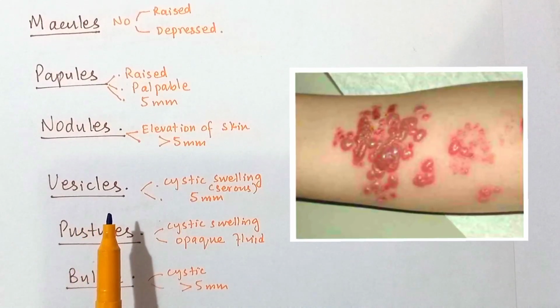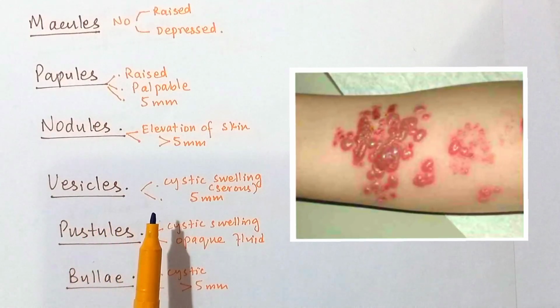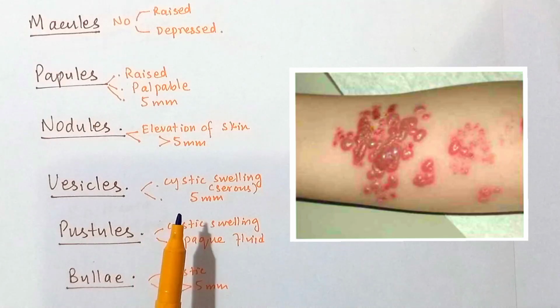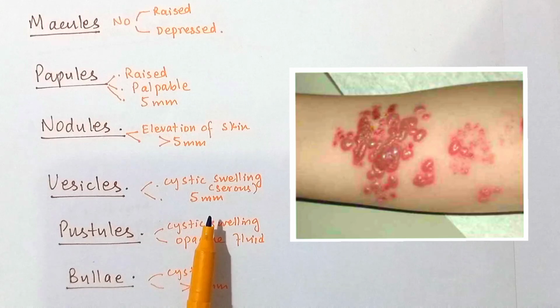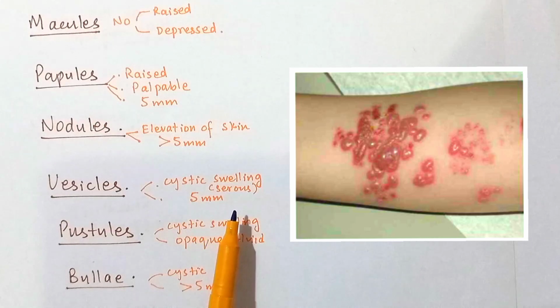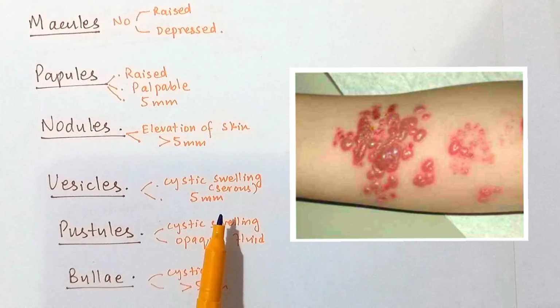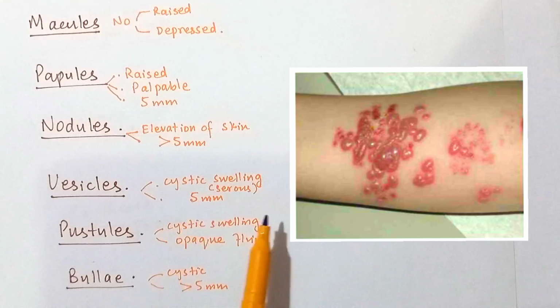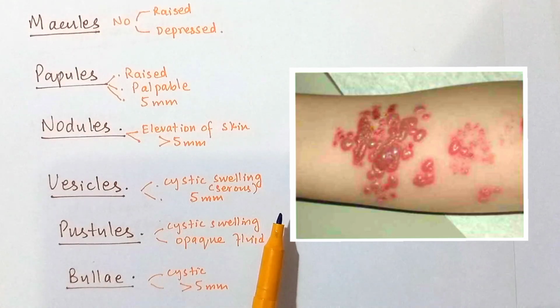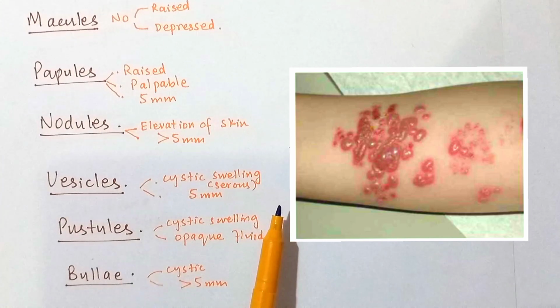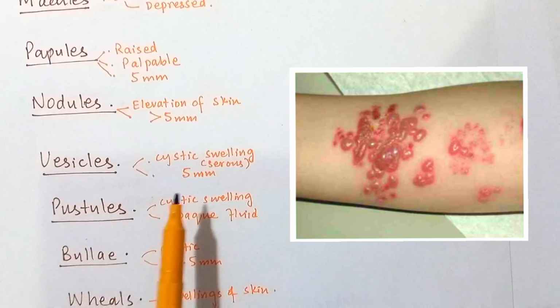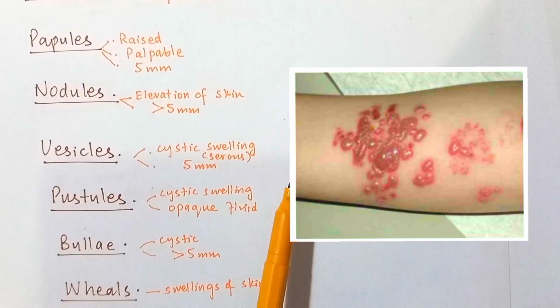Vesicles. Vesicles are the cystic swellings that contain serous fluid and have a diameter of up to 5 mm. So the small blisters that have fluid in them are the vesicles. Vesicles are formed in herpes virus infection. The skin manifestation of vesicles you can see on the screen.